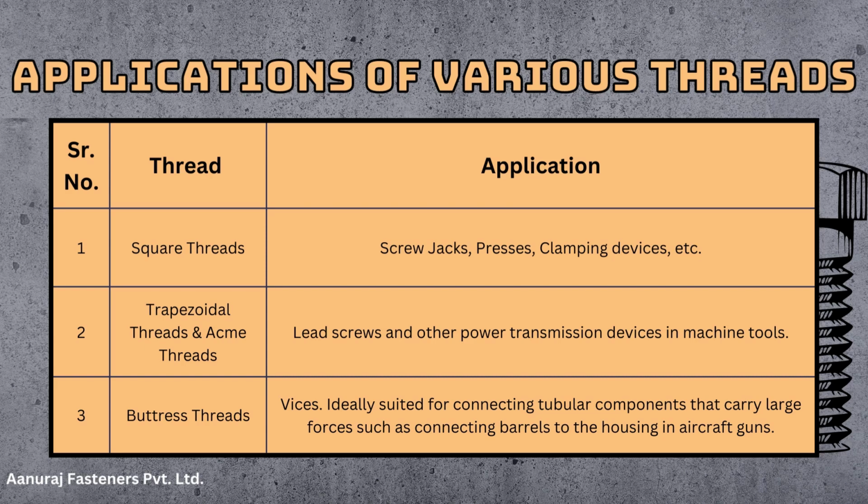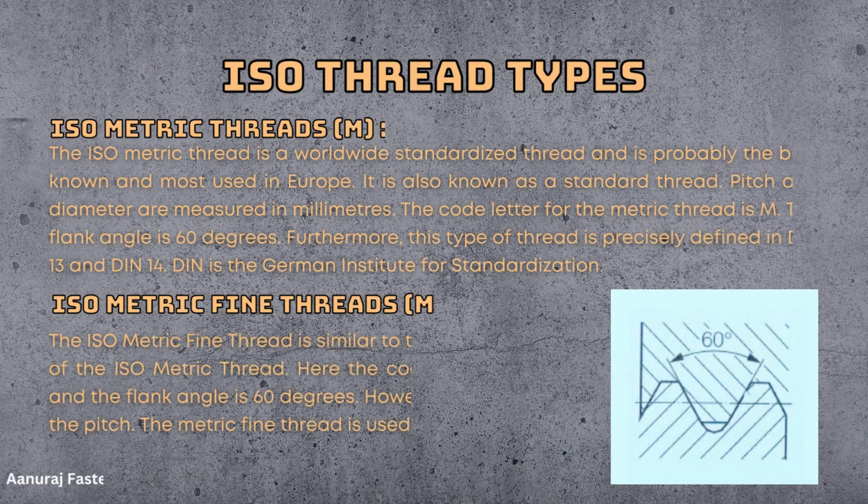Applications of various threads: square threads, screw jacks, presses, clamping devices, etc. Trapezoidal threads, in ACME threads, lead screws and other power transmission devices, machine tools. Buttress threads, vises, ideally suited for connecting tubular components that carry large forces, such as connecting barrels to a housing in an aircraft gun.